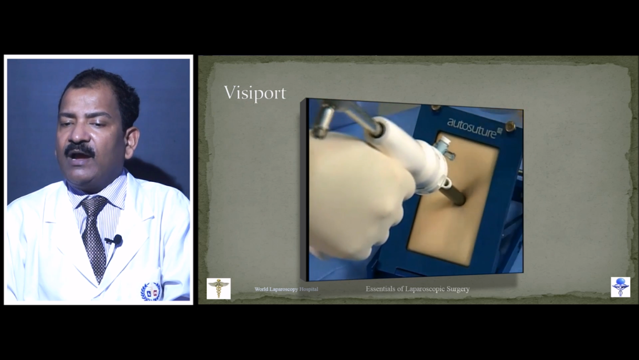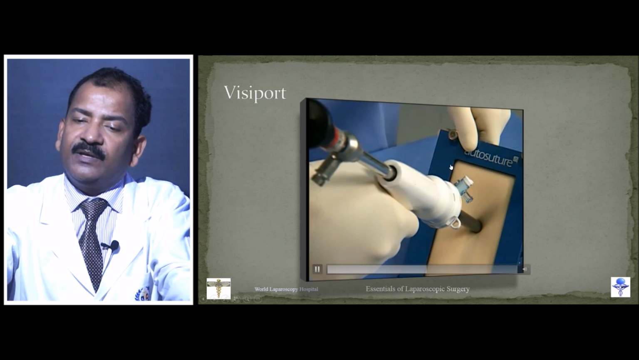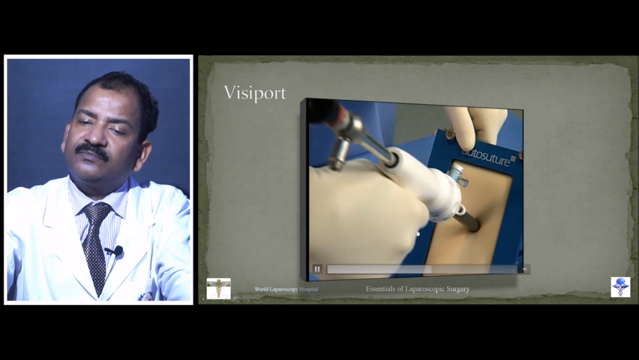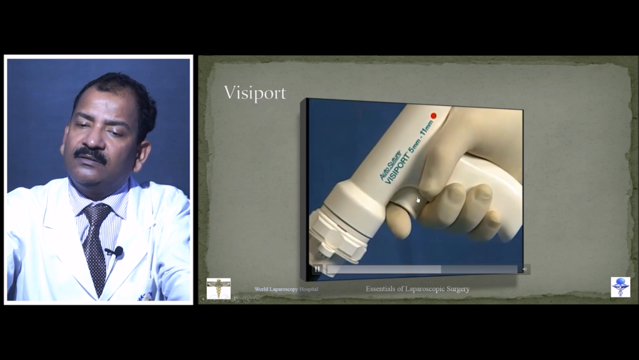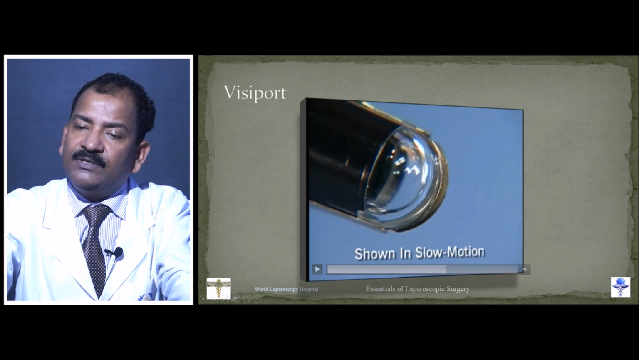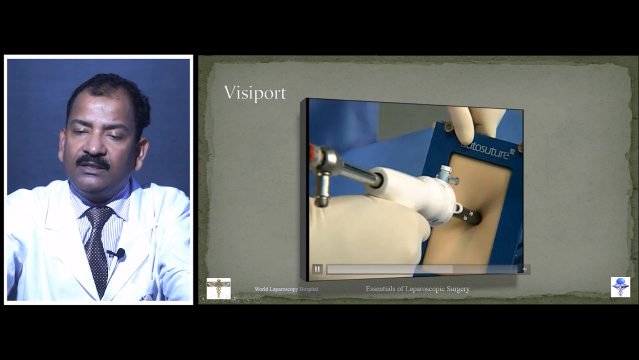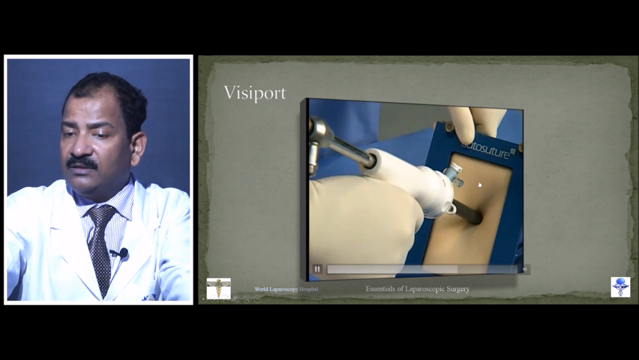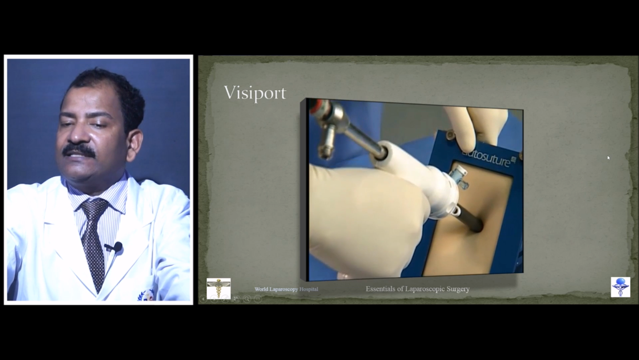And support it and fire. With each firing, a blade comes. Here you fire, and through this is the blade which comes. With each firing, this blade comes in and out, and it enters into the abdomen. So, it is an expensive way of doing the access.